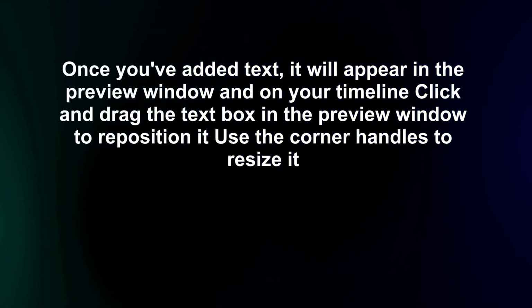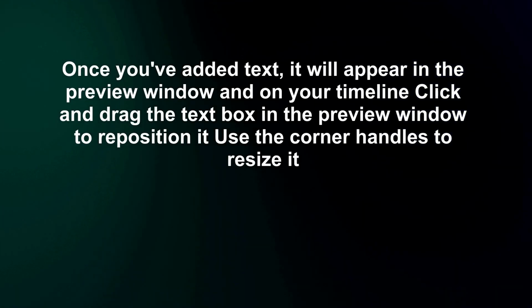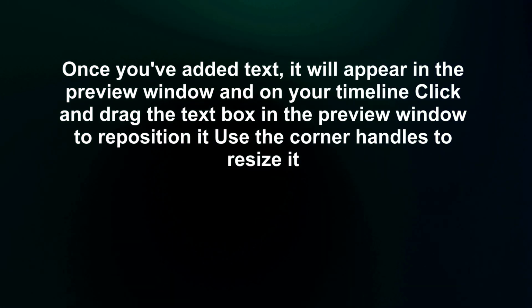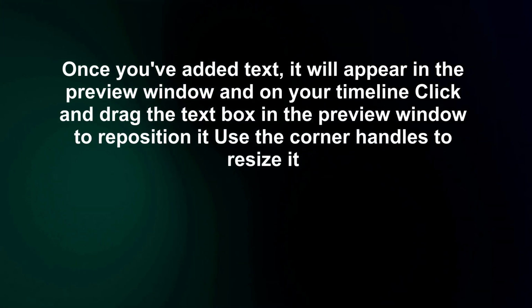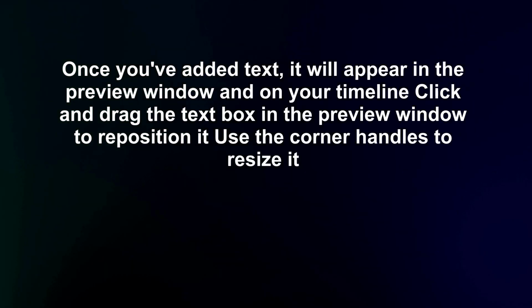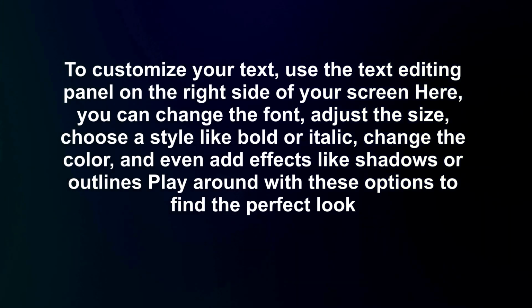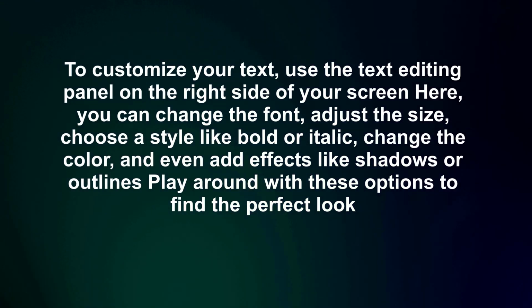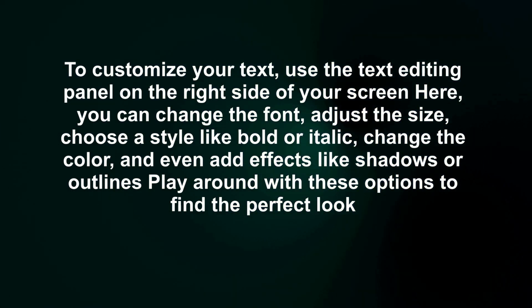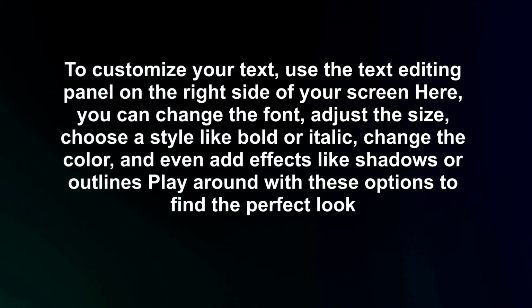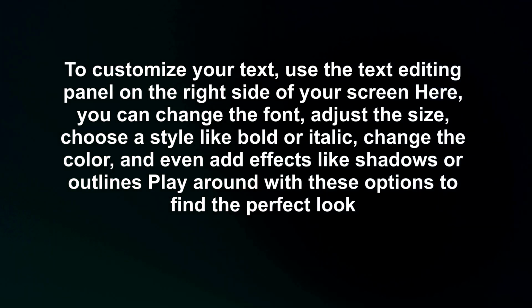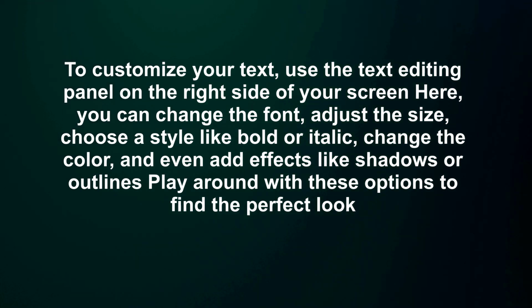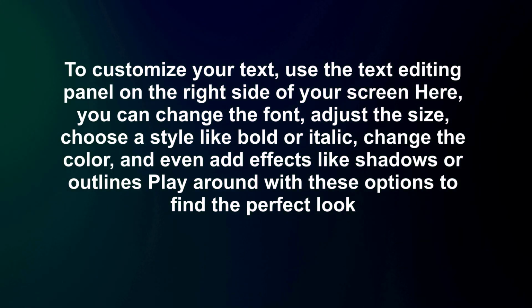Once you've added text, it will appear in the preview window and on your timeline. Click and drag the text box in the preview window to reposition it. Use the corner handles to resize it. To customize your text, use the text editing panel on the right side of your screen. Here, you can change the font, adjust the size, choose a style like bold or italic, change the color, and even add effects like shadows or outlines. Play around with these options to find the perfect look.